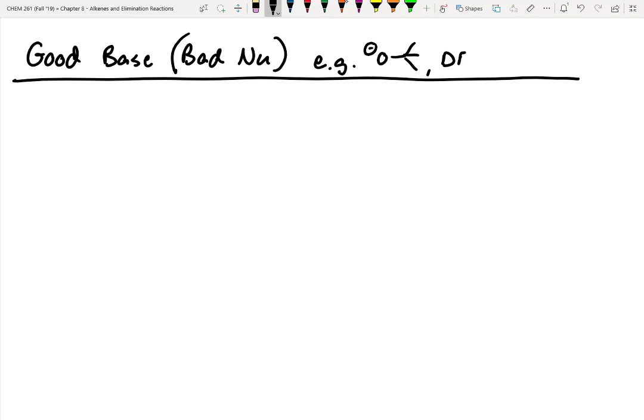DBN and DBU. Those were our special ones. Those were the bicyclic ring systems that were massive. They're not going to be very good nucleophiles. What else?